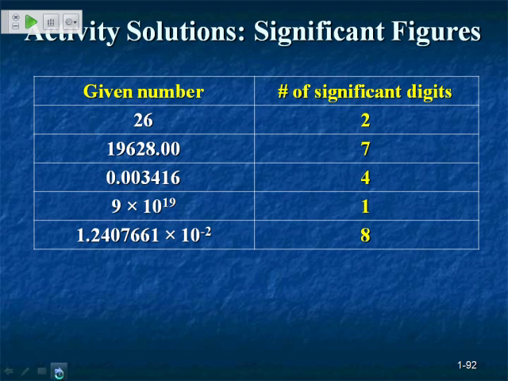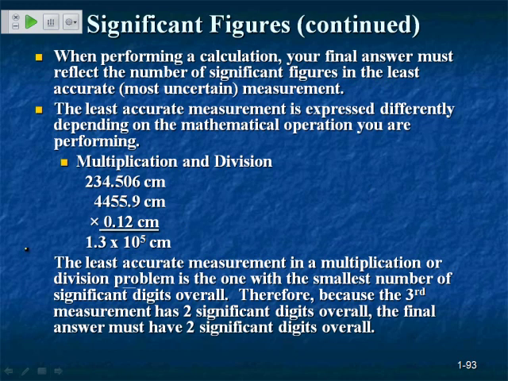Now, what do we do with it? When you perform calculations, your final answer must reflect the number of significant figures in the least accurate or most uncertain measurements. Now, this is different for multiplication and division and addition and subtraction. In multiplication and division, your answer should have the same number of significant figures as the least accurate measurement, or the numbers you are using in your multiplication and division.